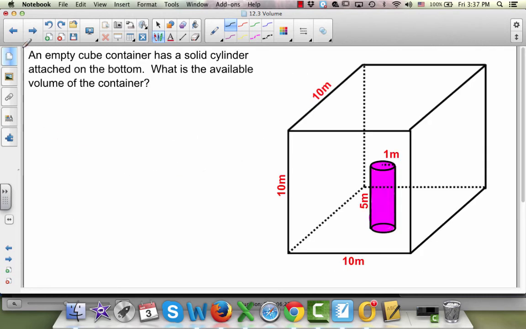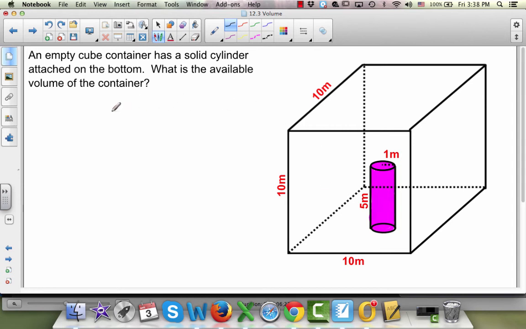Alright, here's a problem for you. Remember those problems of irregular shapes? Well, we have a regular volume here too. We're going to do this one together. An empty cube container has a solid cylinder attached to the bottom. What is the available volume of the container? Well, what we're going to do is get the volume of the entire rectangular prism, the cube, and then we're going to find the volume of this cylinder, and we're going to subtract it because this takes up space on the inside.